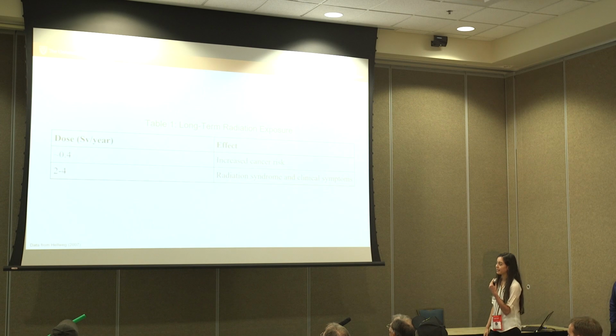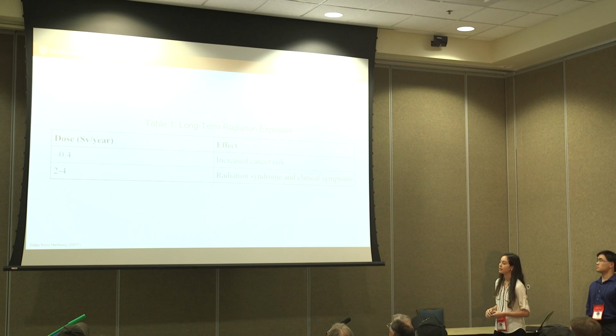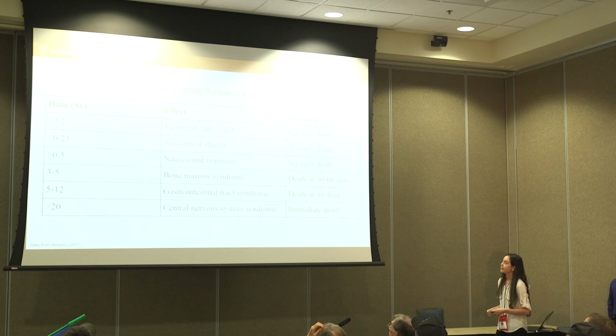Just some more reasons why radiation matters. GCR is more of a long-term risk. So over the course of a year, a 0.4 sievert radiation dose increases cancer risk. 2 to 4 sieverts causes radiation syndrome, which has clinical effects that you can see. But solar particle events are more like acute radiation doses. They largely last somewhere between a couple hours, maybe at most a day, but the dosages can be much higher, and it's all at once.